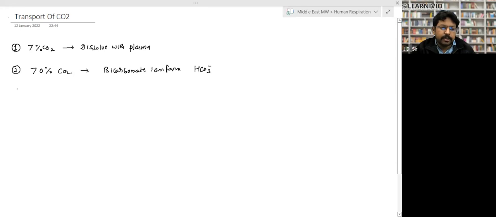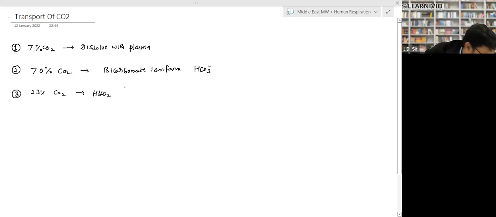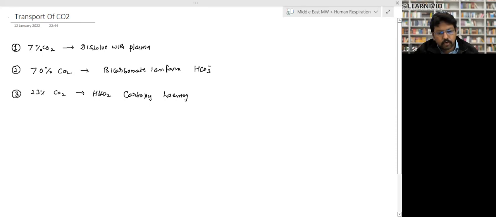Rest, what is left, that is 23%, right? Yes, 23%. So third, the rest, that is the 23% of CO2, is transported in the form of HbCO2, that is carboxyhemoglobin form. Right? So there are three ways of transport of CO2, right?